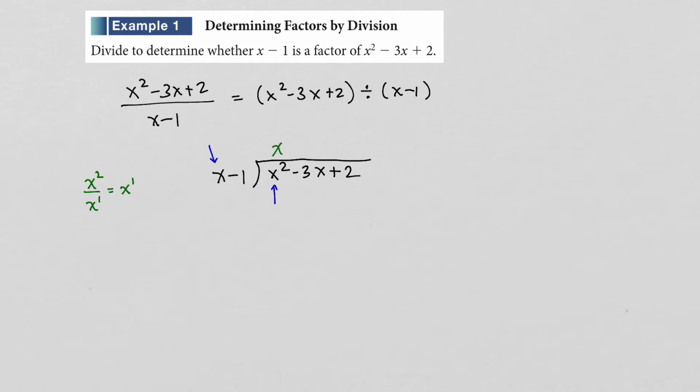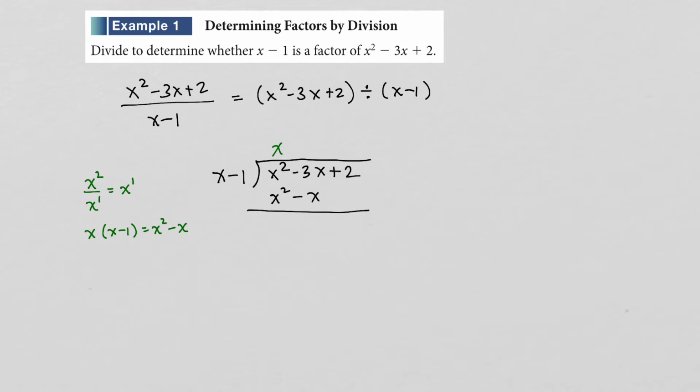Now, just like we do with numbers, we are going to multiply x by the divisor. So after that, we are going to multiply x times x minus 1, and when you do that multiplication, you get x squared minus x. So when you multiply these here, you put the result down below. So it goes like this. X times x is x squared, and x times negative 1 is negative x.